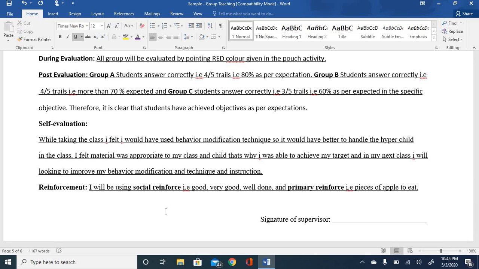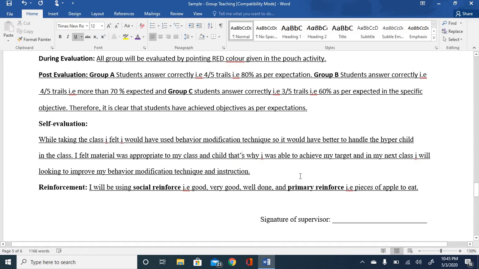So this kind of things you can write: behavior modification techniques and instruction. You need to write what you have felt during the class, so that it will give you a chance to improve further in your next class. And you need to be very genuine in writing, so that you will be developing yourself, because you yourself can improve. That is fundamental.